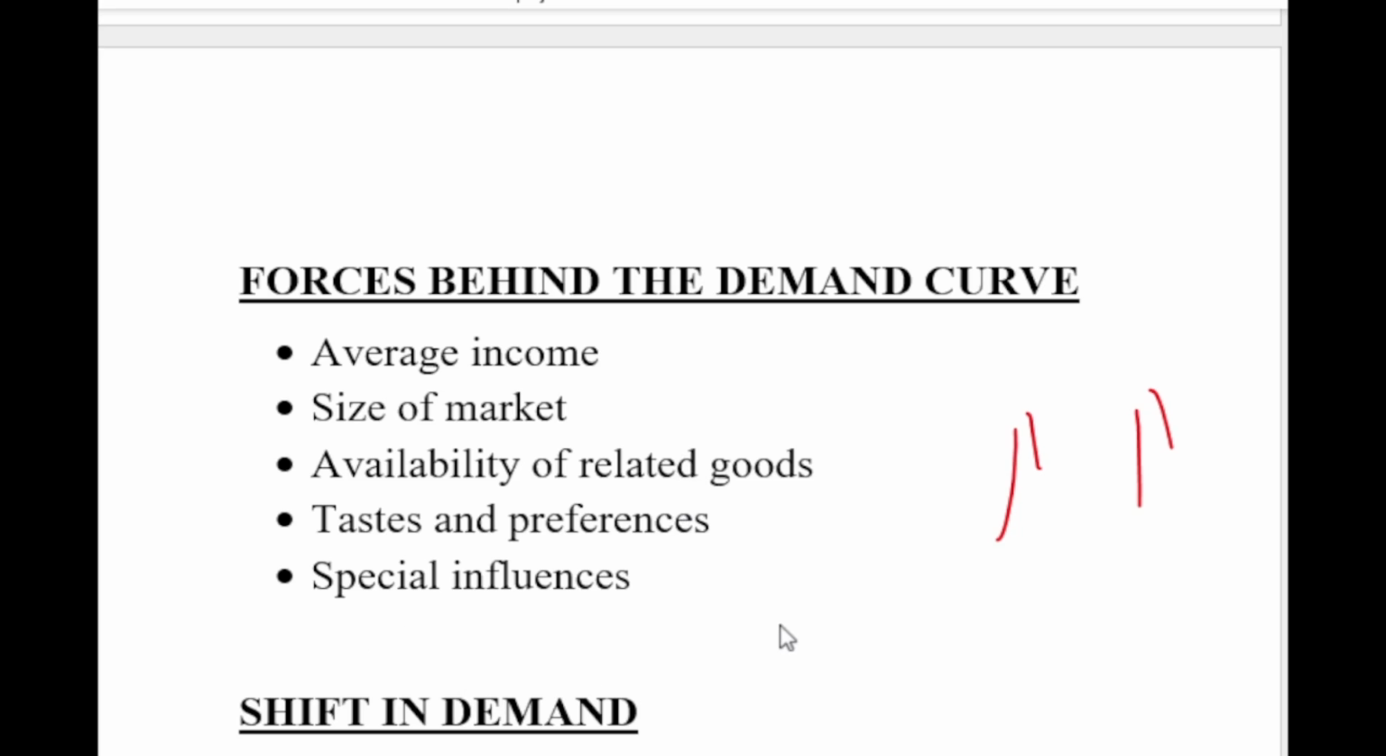Special influences. Special influences tend to increase the current demand on a particular occasion.